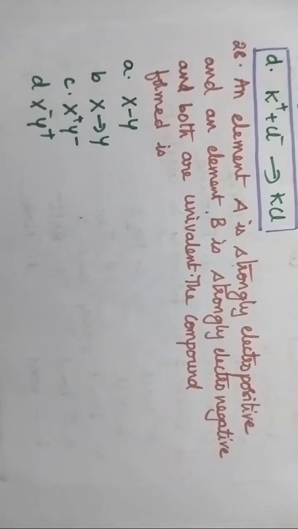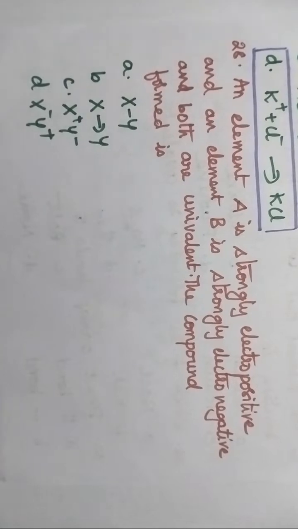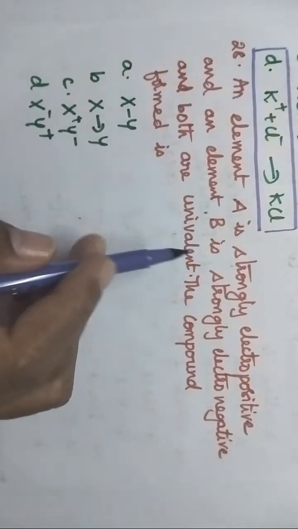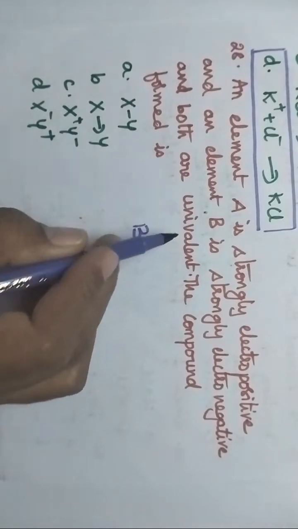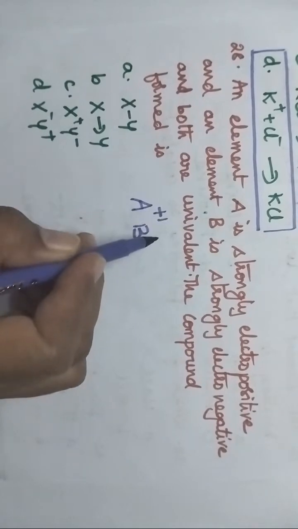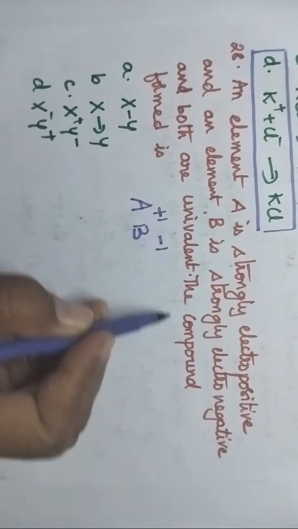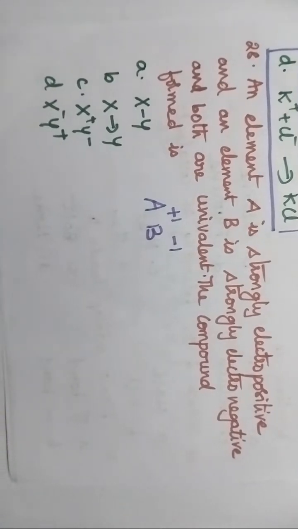Okay. Moving to the next question. An element A is strongly electropositive and an element B is strongly electronegative. Both are univalent. Univalent means they carry one charge: A plus 1, B minus 1. The compound formed is... Now you can answer. What is the right answer?